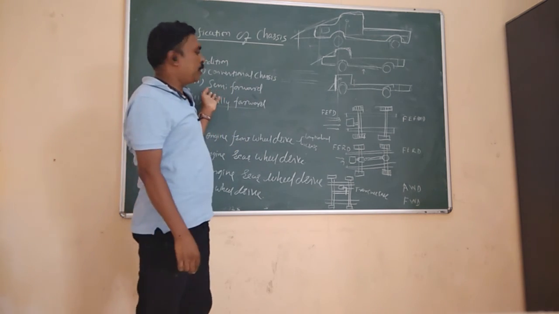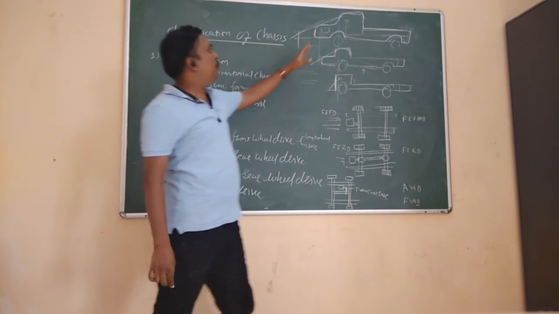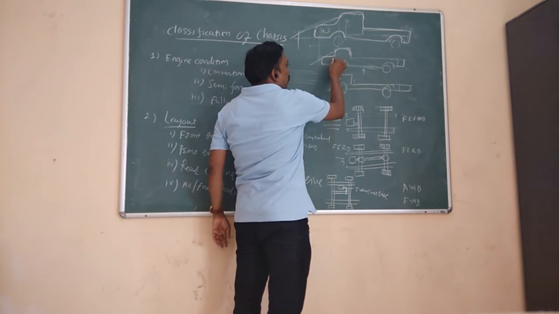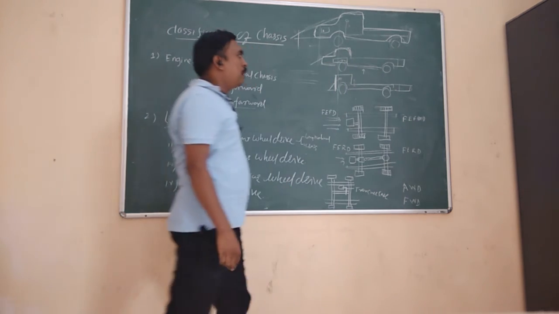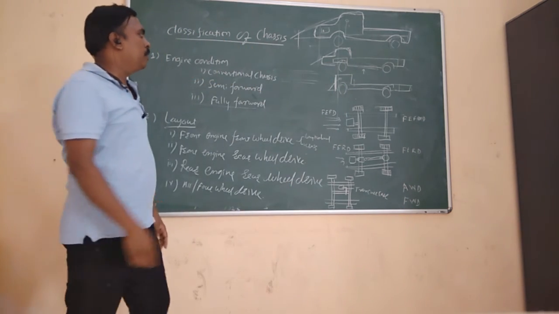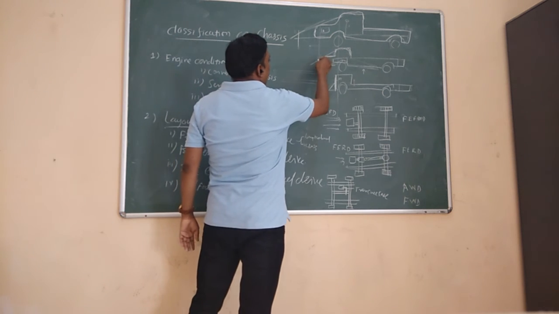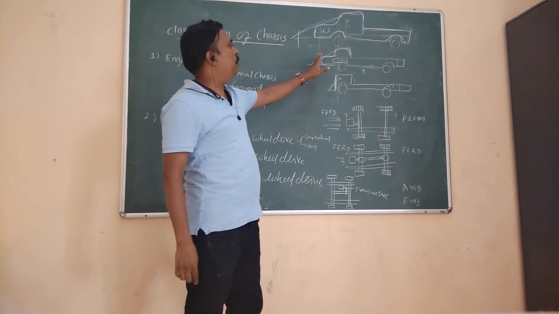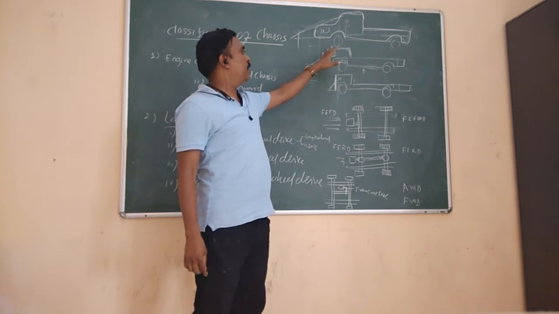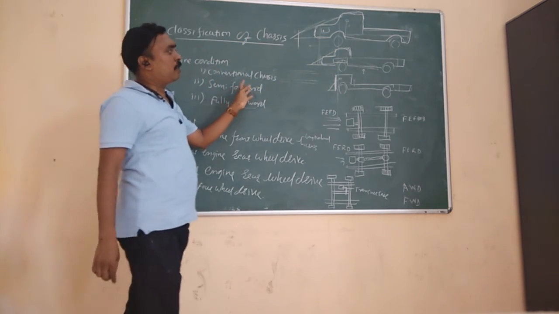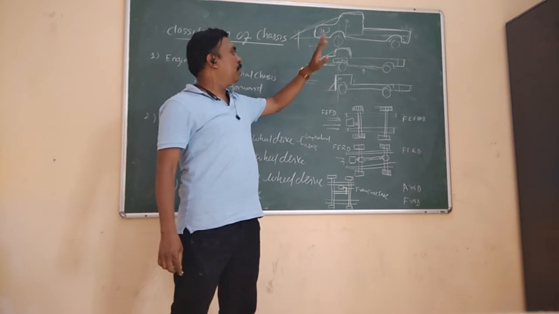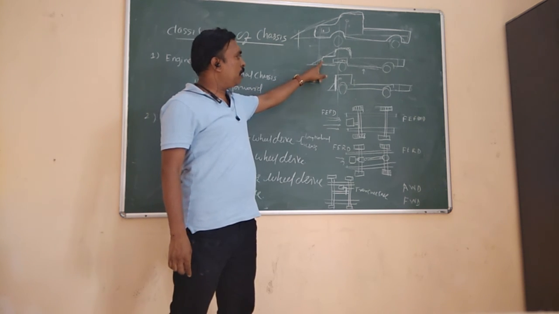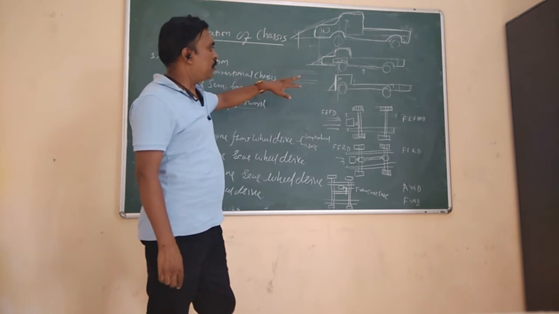Now comes the semi-forward chassis, where this portion is reduced, and some portion of the engine comes below the driver and some in front of the driver. Due to that, this is the only portion where the driver can't see, so the visibility is somewhat improved. That is the semi-forward chassis. There are still a few such vehicles, and this kind of vehicle was widespread. It is called a semi-forward chassis.